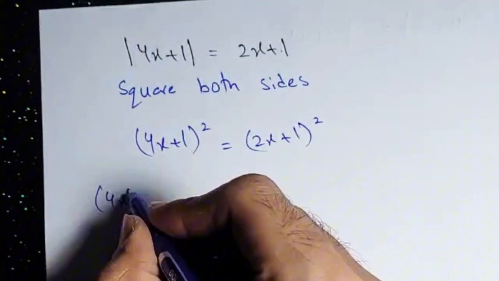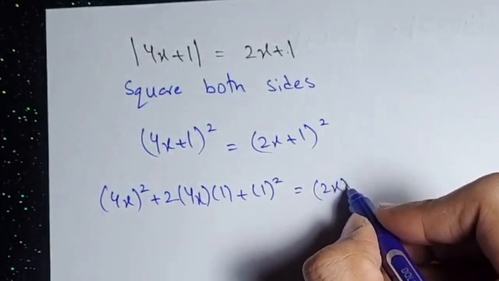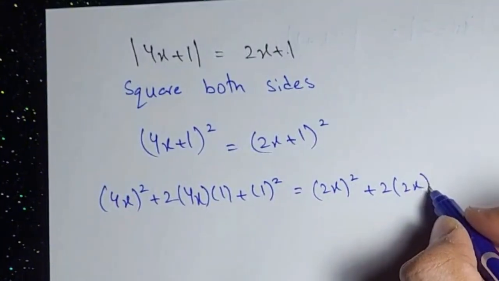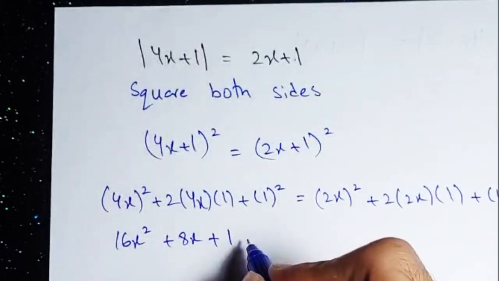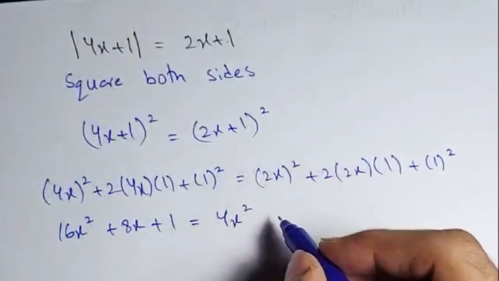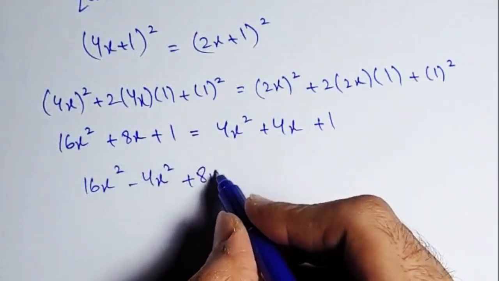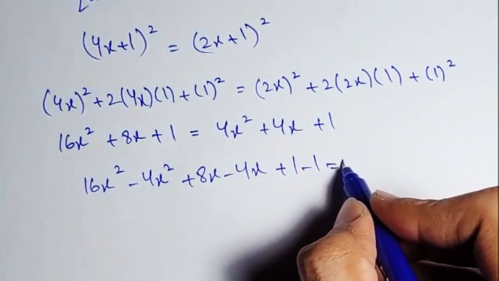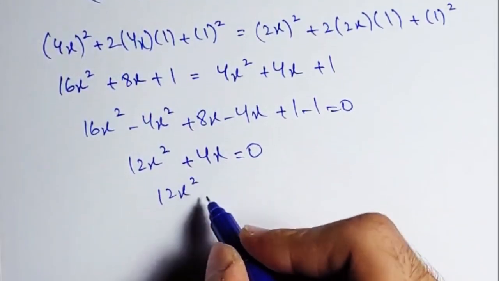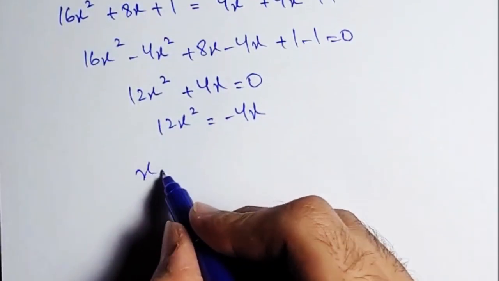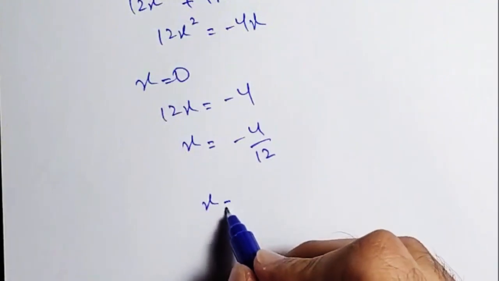So (4x) squared plus 2 times 4x times 1 plus 1 squared will be equal to (2x) squared plus 2 times 2x times 1 plus 1 squared. 16x squared plus 8x plus 1 will be equal to 4x squared plus 4x plus 1. 16x squared minus 4x squared plus 8x minus 4x plus 1 minus 1 is equal to 0. 12x squared plus 4x is equal to 0. 12x squared is equal to negative 4x. x will be equal to 0, and 12x will be equal to negative 4. x will be negative 4 upon 12. x is equal to negative 1 upon 3.